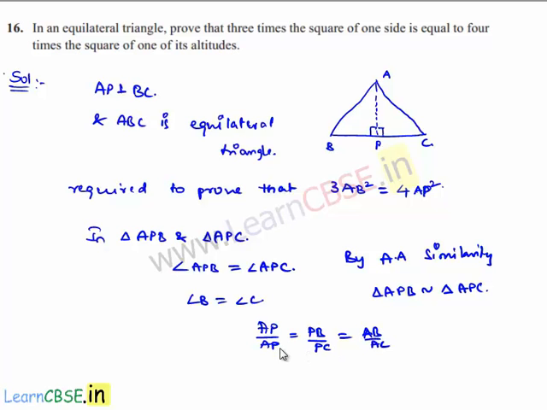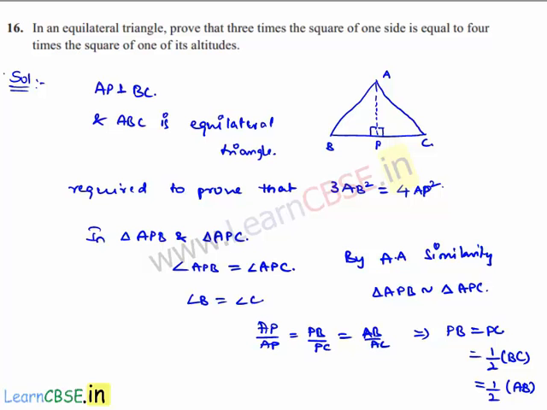We know that AP by AP is 1, so we can say PB by PC is equal to 1, which implies PB is equal to PC. As PB is equal to PC, that will be half times BC. In an equilateral triangle, as all sides are equal, we can say BC is nothing but AB. So here we got that PB is equal to PC is equal to half times AB.